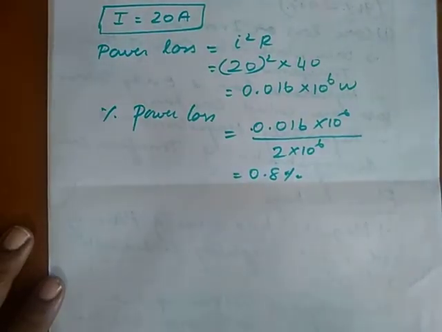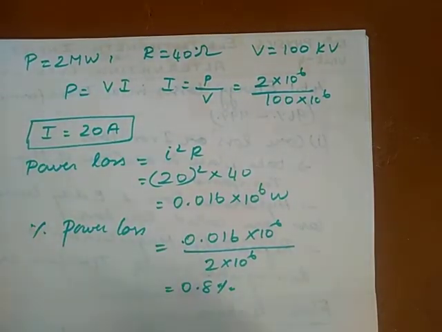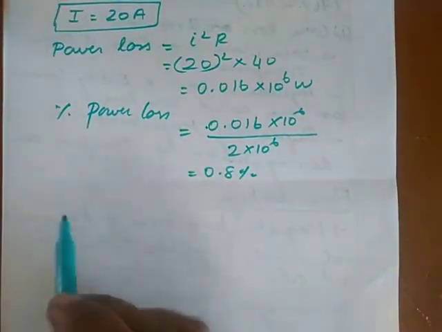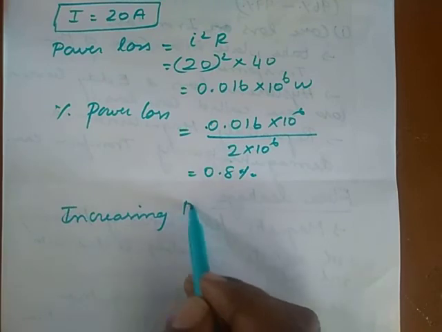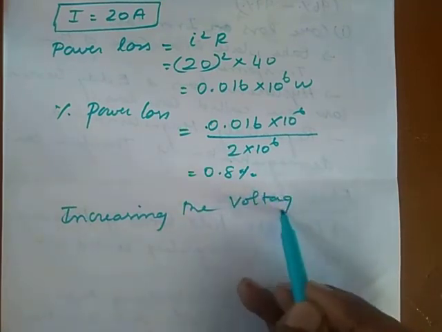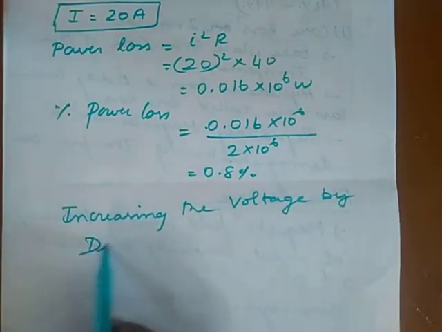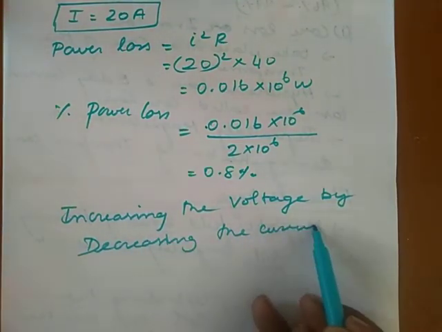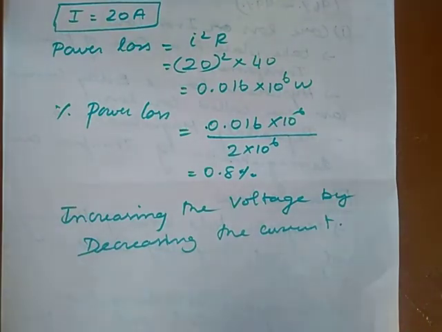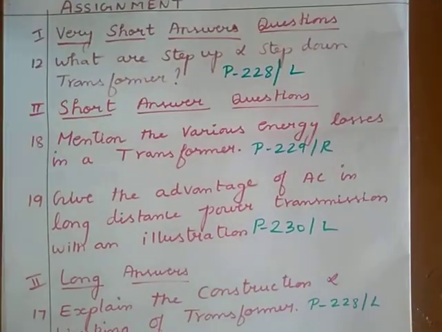Okay, see, our major aim is to reduce the power loss in long line transmission by increasing the voltage and decreasing the current. This is the only way to reduce the power loss in long line transmission. Okay, then let me go to today's assignment.